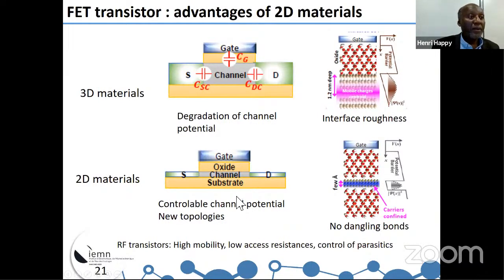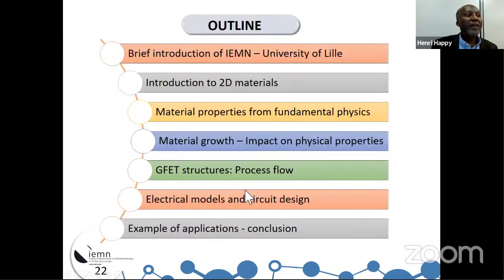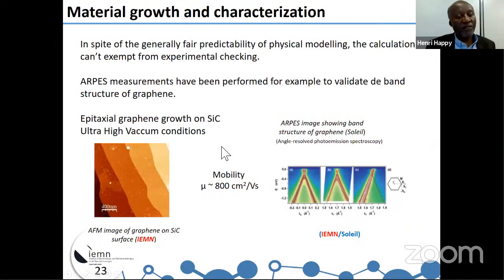That means this is combined to the fact that we expect also a very high mobility in graphene, as mentioned by physical modeling. But if we consider now the impact of material growth on physical properties, I will show here with two examples what could be a variation.